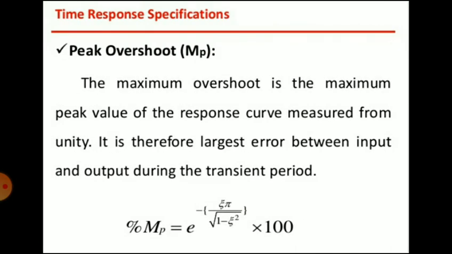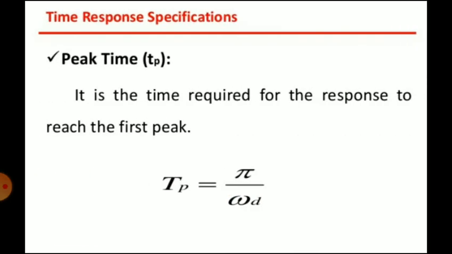Then peak overshoot, that is MP. It is the largest error between reference input and output during the transient period. The formula is percentage MP equals e raised to minus zeta pi upon under root 1 minus zeta square, into 100. Then peak time TP is the time required for the response to reach its peak value. So TP equals pi upon omega d, or it can also be written as pi upon omega n under root 1 minus zeta square, expressed in seconds.